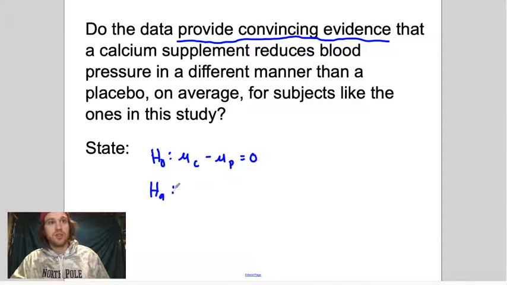The alternative hypothesis is about all people like these that are going to take calcium minus all the people like these that take placebo. So what do we do here? I think it's not equal, because of the phrasing "in a different manner." Calcium could decrease it or it could increase it, and there's nothing in the question that would lead us to believe otherwise.